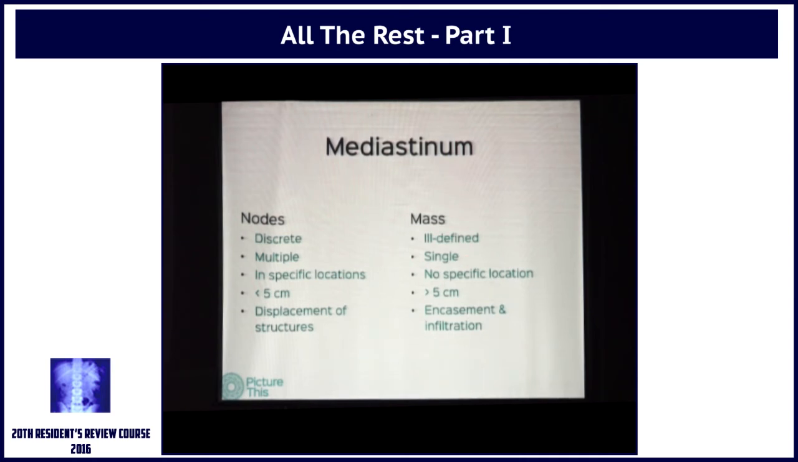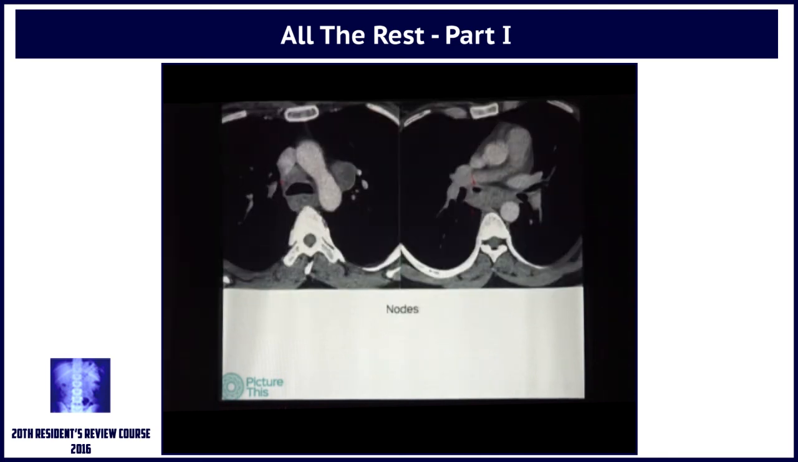There is no specific location, but that's not really true, right? So I also told you that you could have a thyroid mass. It will only be in the area of the thyroid coming down. It will be in the anterior mediastinum. Or a neurenteric cyst will necessarily be in the posterior mediastinum. So in that sense, they have specific locations, but like lymph nodes have stations, right? Specific areas where they occur. Masses can occur in that sense randomly. They're usually large, and they may, if they are malignant, encase and infiltrate, right?